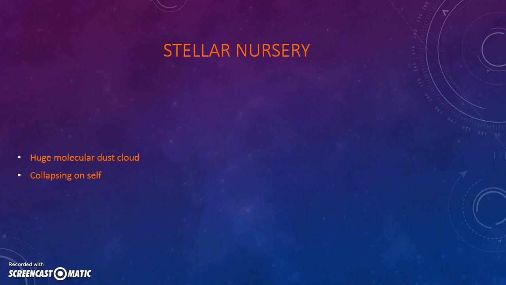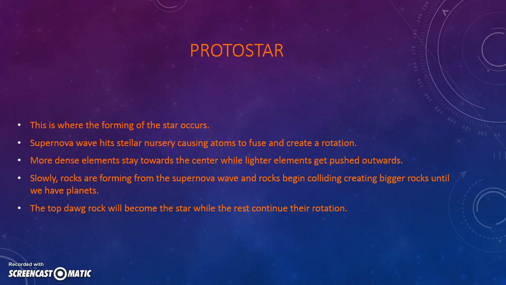The stellar nursery is pretty much the typical thought of space where there's nothing and you just float around, but there's definitely something going on. It's a huge molecular dust cloud that's just collapsing on itself. These molecular clouds came from the planetary nebula when the red giants disposed of their gaseous shells.